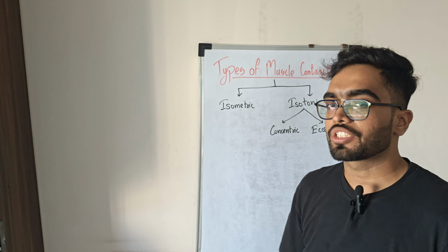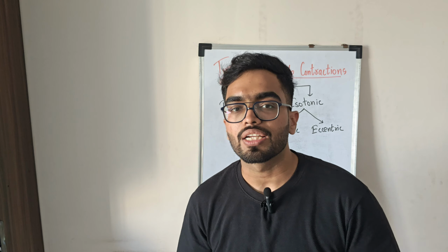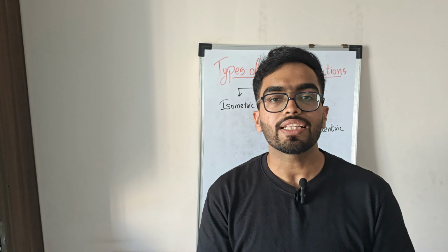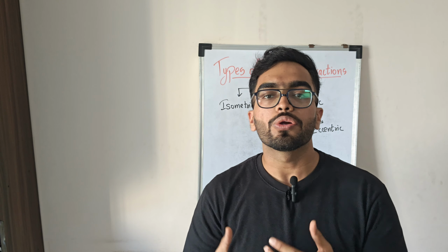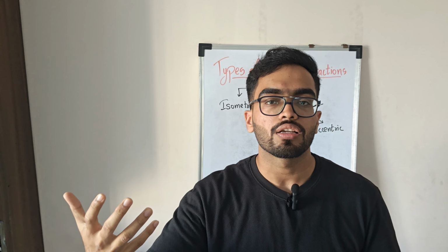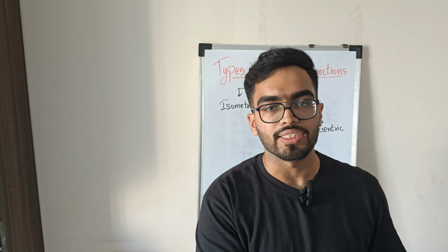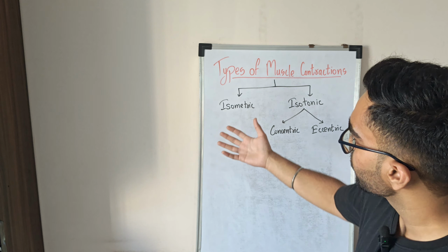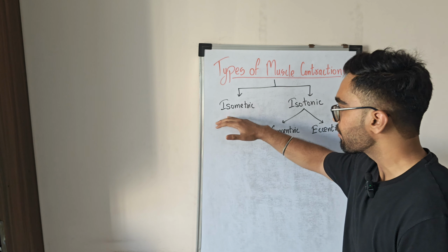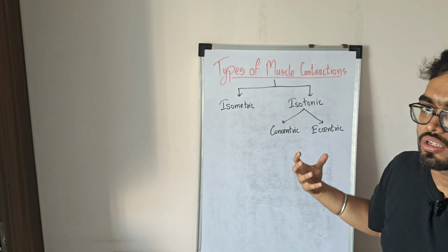Types of muscle contraction. So what is a muscle contraction? It is a change in the length or tone of a muscle due to the excitability of the muscle. This may result in the movement of joints. There are two types of muscle contractions: isometric muscle contraction and isotonic muscle contraction.